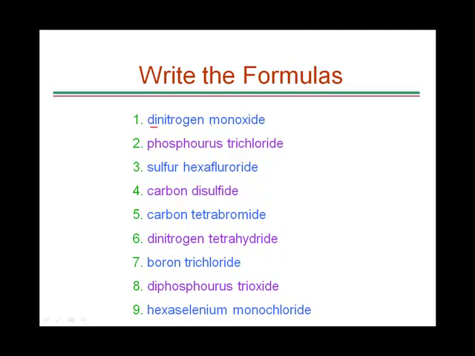Here's a di here and a mono here. There's no prefix there, so we always make that an understood 1. There's a tri there. There's a hexa. There's no prefix there, so that is understood as 1. Here's another one. Here's another di, so on and so forth. Okay, pause the video and try it yourself.